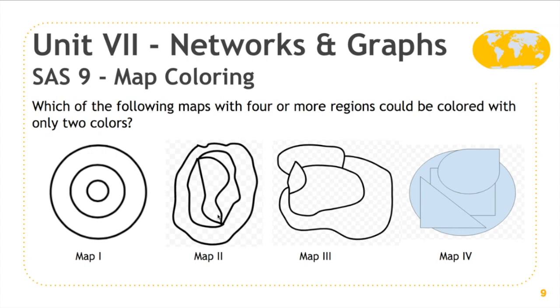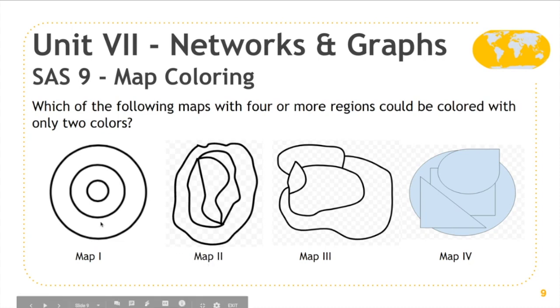It looks like the center little sliver is not adjacent to this outside circle, and it's obviously not adjacent to this outside circle. But this section right here and this section right here, they're not adjacent to each other. They're not the same. And they're not adjacent to this outside color. Those 3 regions can all be the same color. This region and that region can be the same color, so we'd only need 2 for map 2.